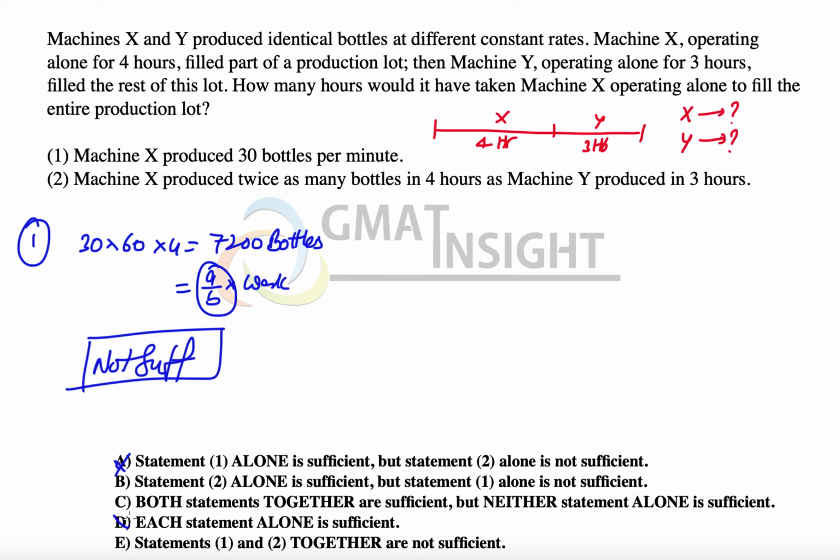We eliminate options A and D at this stage. The second statement tells us that X produced twice as many bottles in 4 hours as Y produced in 3 hours. Now this is going to be useful information for us.